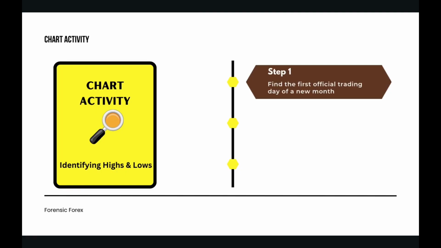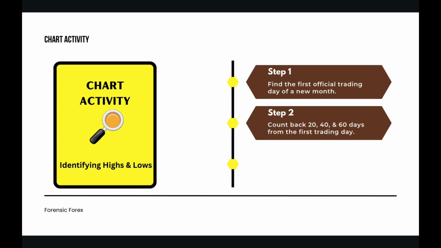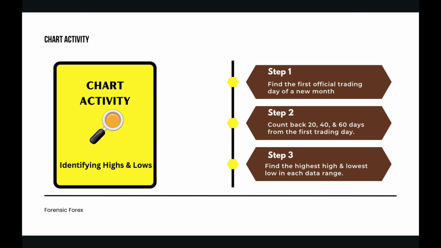When it comes to the chart activity, the first step you must follow is finding the first trading day of a new month. Next, you count back 20, 40, and 60 trading days from the first trading day of the month. Last, find the highest high and lowest low in each look-back data range. Let's follow this on a pair together.